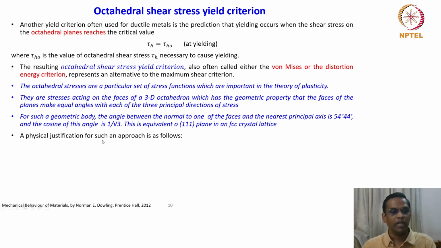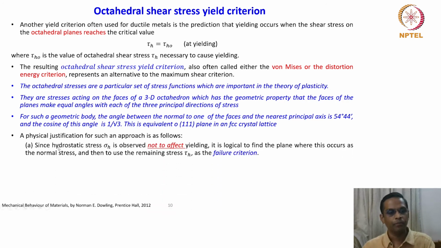A physical justification for such an approach is as follows. What is the physical justification to look at the octahedral stresses in an octahedral plane? Since the hydrostatic stress sigma h is observed not to affect yielding, it is logical to find the plane where this occurs as a normal stress and then to use the remaining stress tau h as the failure criterion.